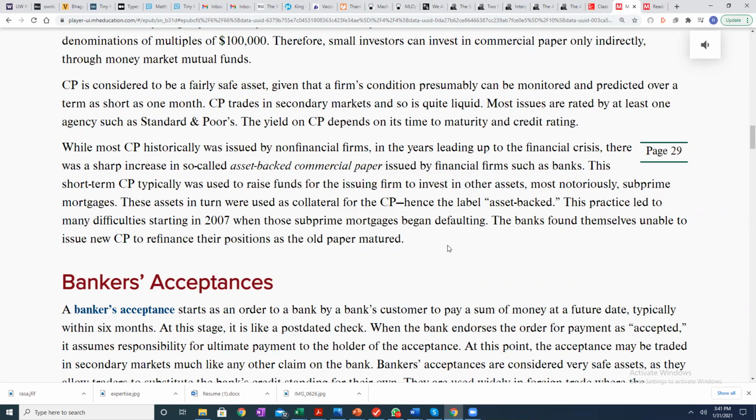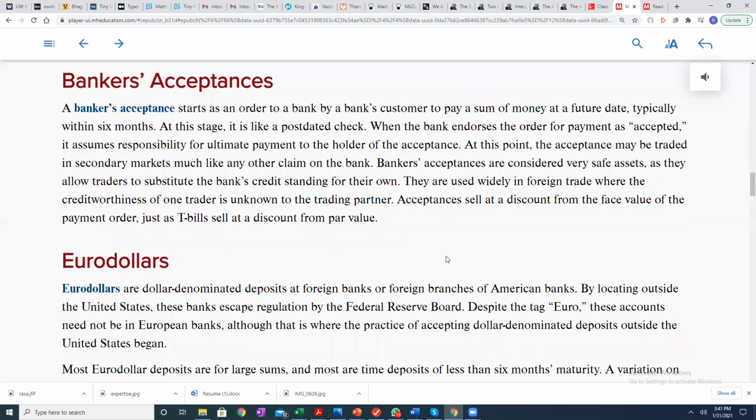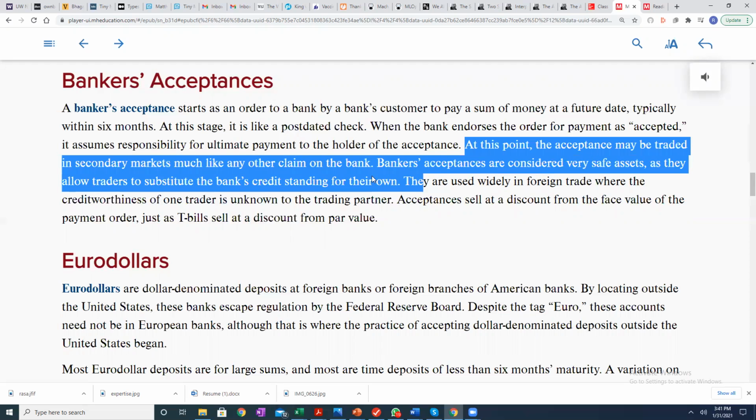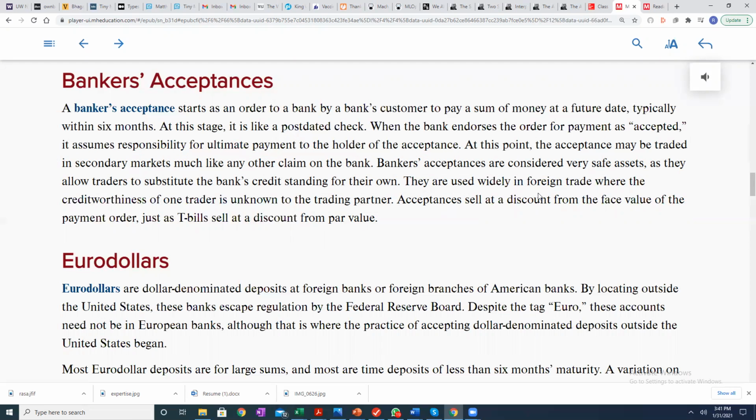The next one is the banker's acceptance. It starts as an order to a bank by a bank customer to pay a sum of money at a future date, typically within 6 months. At this stage, it's like a post-dated check. At this point, the acceptance may be traded in secondary markets, much like any other claim on the bank. Bankers' acceptances are considered very safe assets.